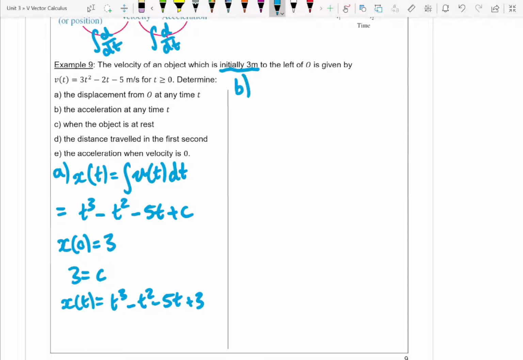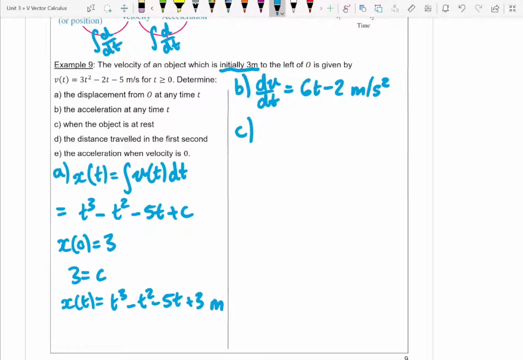For part B, we're asked to find the acceleration. So we know that that's just dv/dt, which in this case is going to be 6t minus 2. And that's going to be meters per second squared. And down here, that would be meters for our displacement.